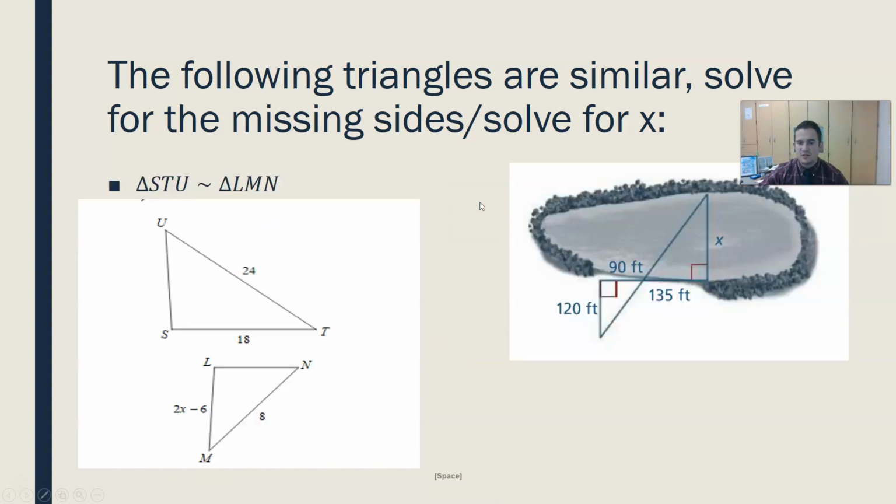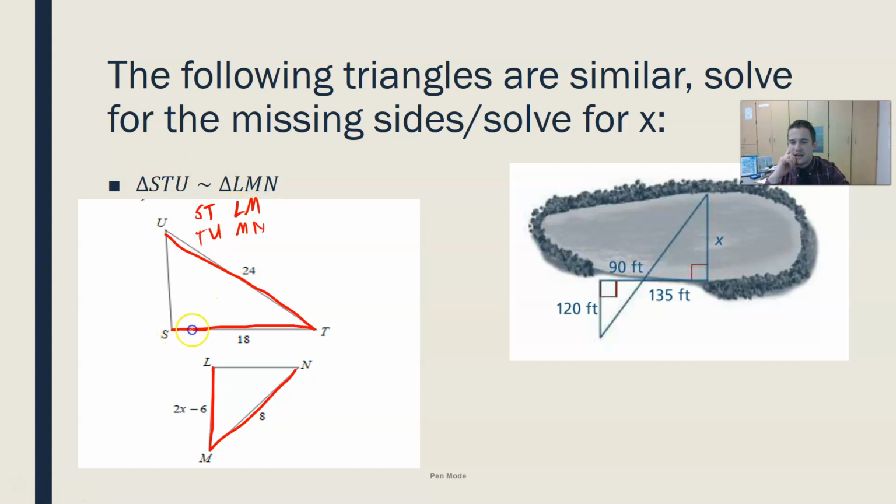Okay. Let's do some more examples. It says the following triangles are similar. Solve for the missing sides. So here it says triangle STU is similar to triangle LMN. See that? So I know that the ratios of their sides are going to be the same. Notice that these triangles aren't drawn in the same direction. So triangle STU is similar to triangle LMN, which means side ST is going to correspond to side LM. TU is going to correspond to MN. I'm just looking in the correct order.